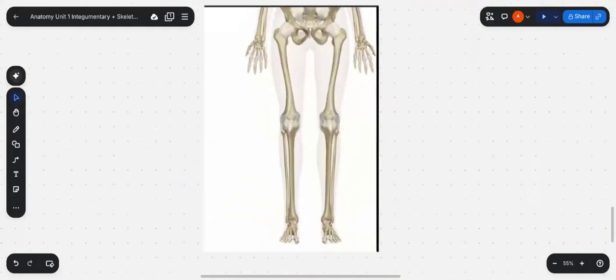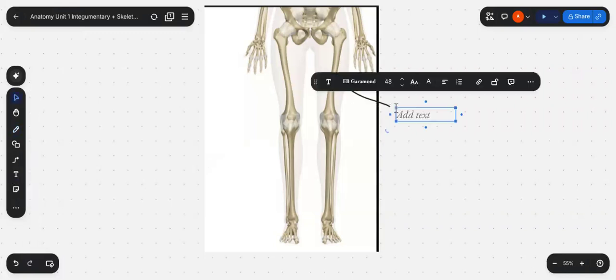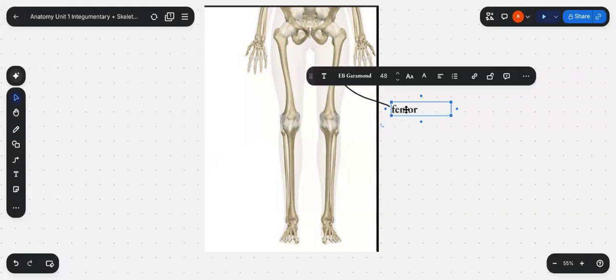Next, we're moving into the lower limbs. So, in the lower limbs, you are going to have your femur over here. This is your femur, also known as your thigh bone. So, that is where your thighs would sit.